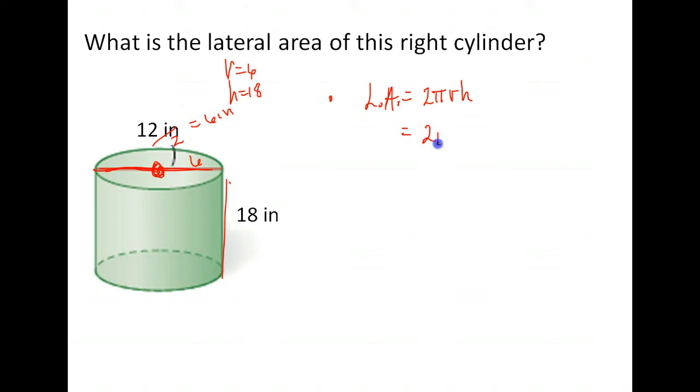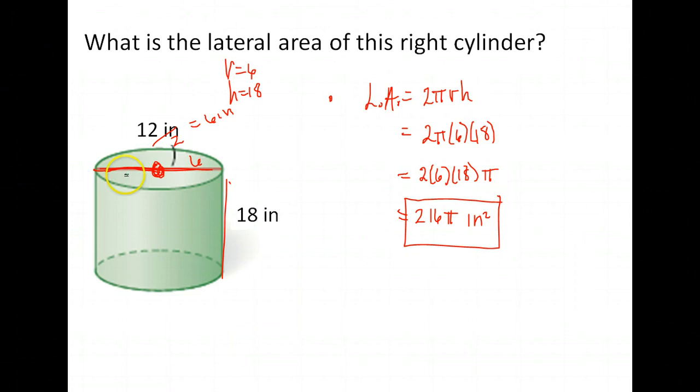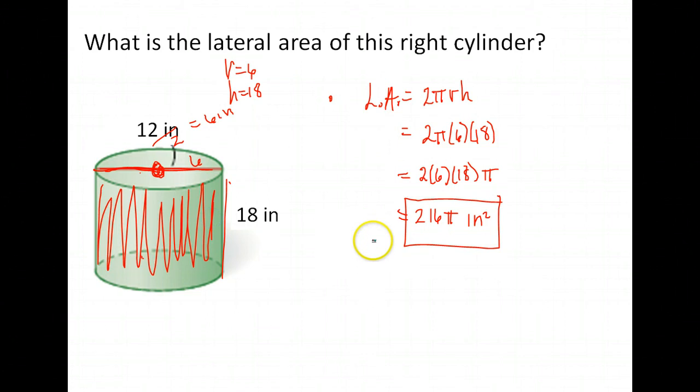So the lateral area would be 2 times pi times 6 times 18. Let's just go ahead and move all those together and put pi at the end, and then calculate. 2 times 6 times 18 is 216 pi, and this would be in square inches. That is the lateral area. We didn't add the area of the bases because that would be surface area. We just wanted the area of this portion, around the edges.